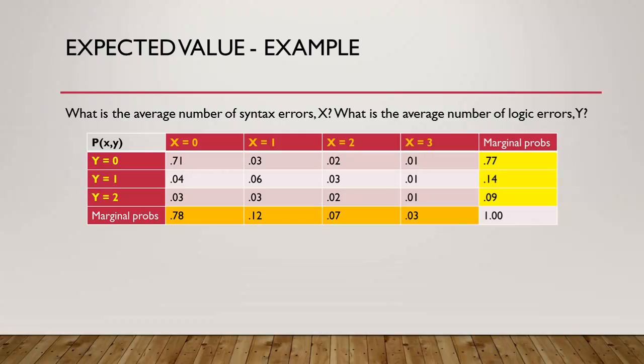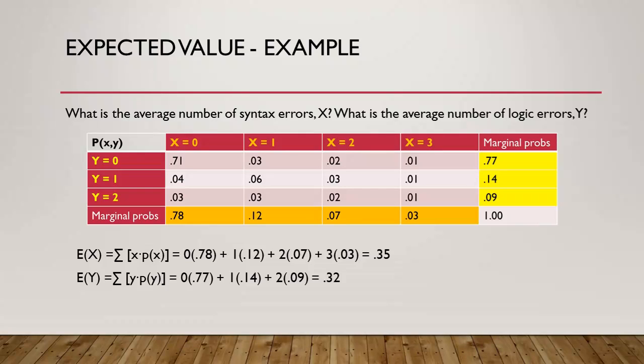So now to find the average number of syntax errors, I'm going to add up each one of the outcomes, the number of syntax errors, times its probability, which would be the marginal probability of the x's, and add them up. So I have a 35% chance of having some kind of a syntax error. Similarly with y, I have 32% chance of having some kind of a logic error in my first run of the program.